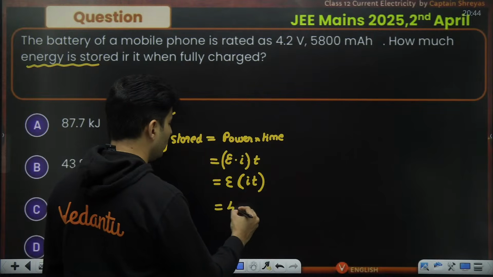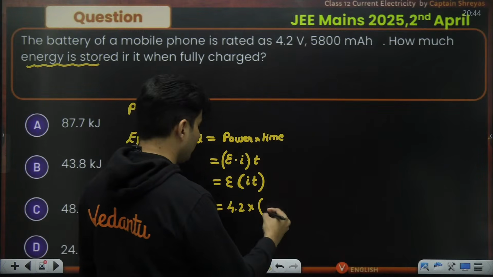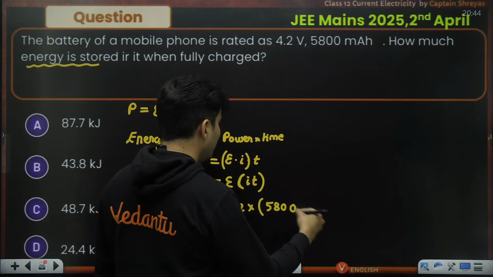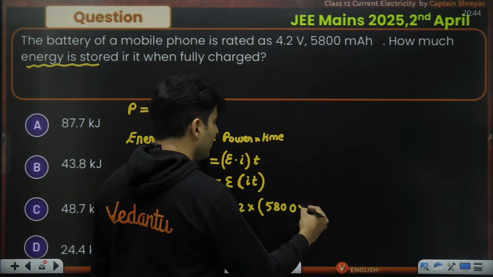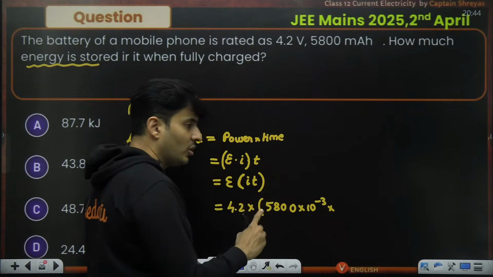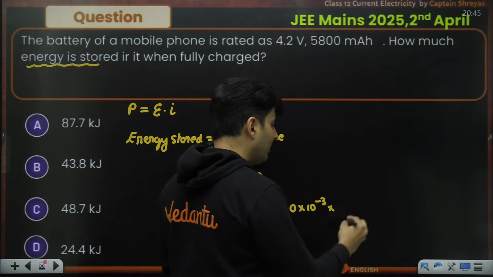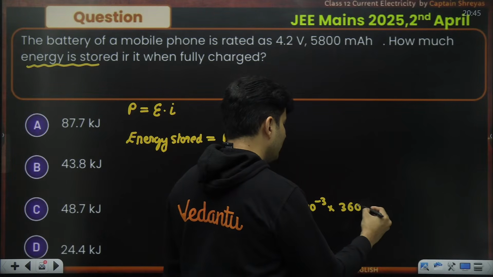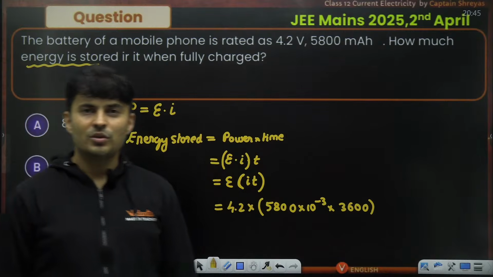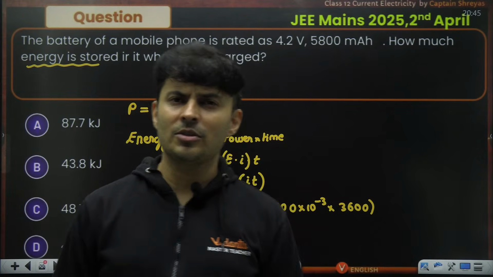EMF is 4.2 volts. So put 4.2 over here. In the brackets, we have current into time, but that is 5800 milliampere hour. Milli means 10 to the power minus 3. And there is an hour also over there. So please convert it into SI units. So 1 hour is 3600 seconds. Is that right, everyone? So 1 hour is 60 minutes and each minute is 60 seconds. So 60 into 60 is 3600.